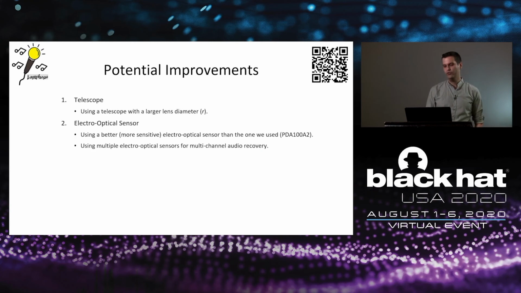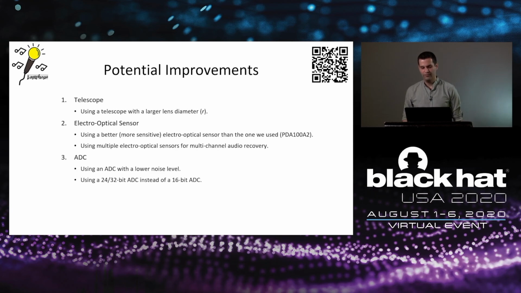Okay, another potential improvement is optimizing the electro-optical sensor. You can do it either by using a better or more sensitive electro-optical sensor than the one that we used, or by using multiple electro-optical sensors for multi-channel audio recovery, which is a common approach in audio processing. Okay, finally, you can also optimize the A2D, and you can do it by using an A2D with a lower noise level than the one that we used, or using a better A2D, 24 or 32-bit A2D instead of the 16-bit A2D that we used in our experiments.